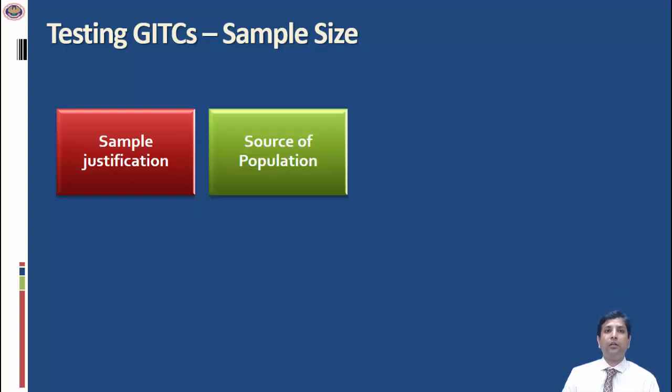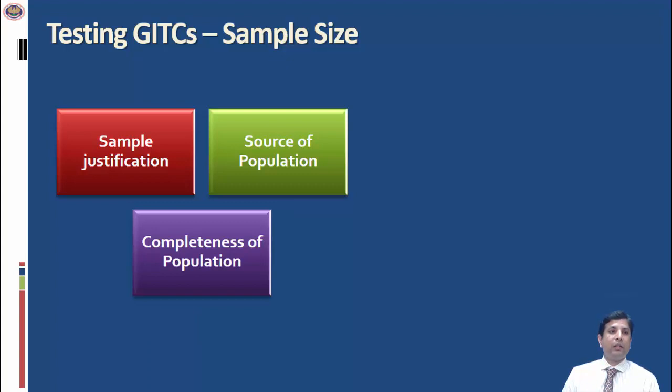We also need to document the source from which we have obtained the population, and last but not the least, the completeness of the source population. So, for example, if we say we have obtained a list of 400 changes from the ERP for the year, how do we know that it is only 400? What have we done to ensure that it is 400?